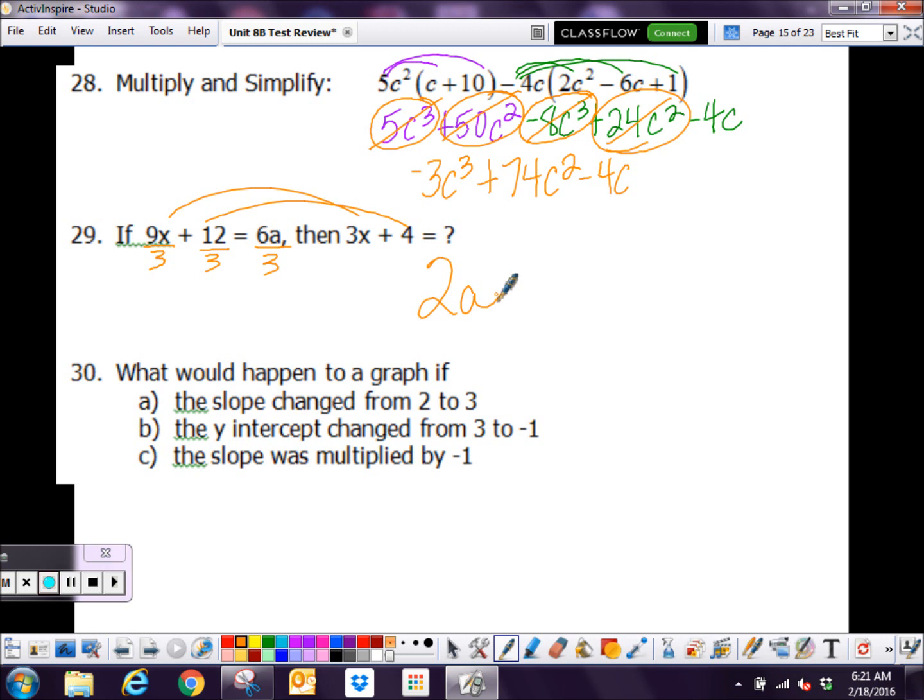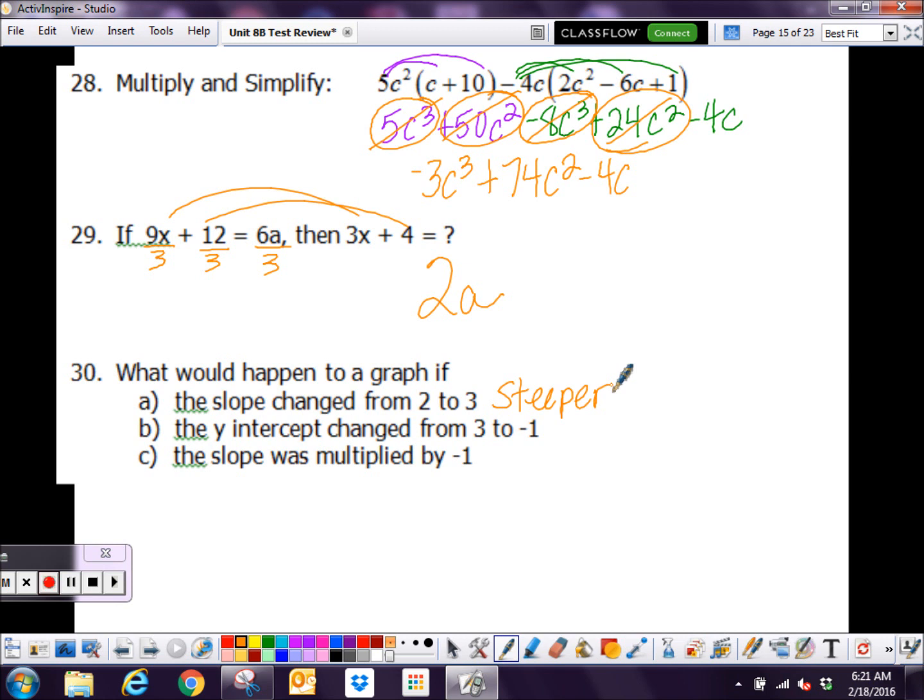Number 30, what would happen to a graph if the slope changed from 2 to 3? Now, if you don't know the answers to these questions off the top of your head, type an equation in your calculator. Type it in your y equals and graph these. Change the slope from 2 to 3 and see what happens. So make up 2x plus 3 from part B, and then change it to 3 and see what's happening. You're going to see that the line is going to get steeper. When the slope gets bigger, that line gets pulled tighter, and so it gets steeper.